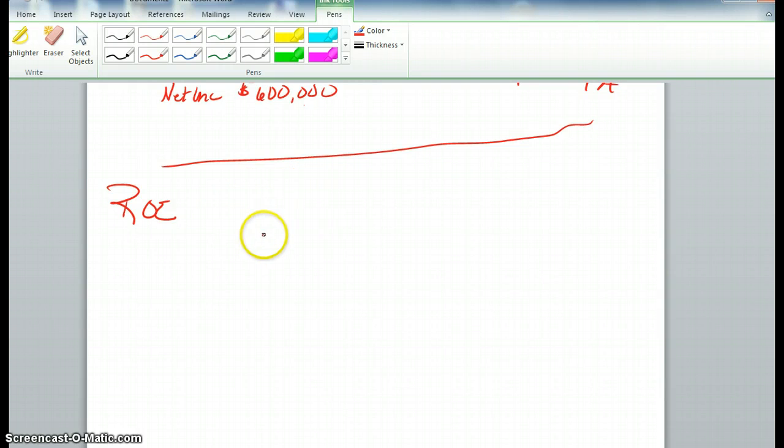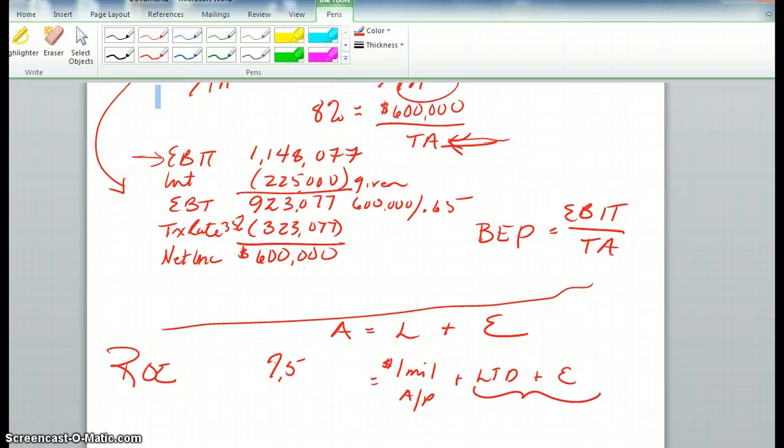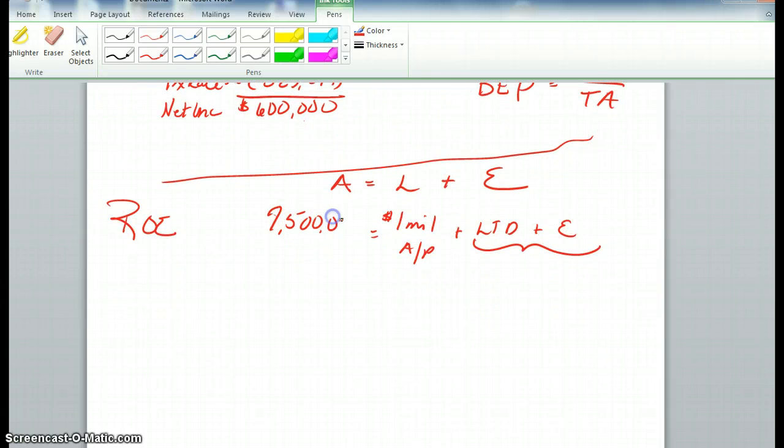So what I'd like to do first is I want you to remember that good old accounting formula, assets equals liabilities plus equity. Well, we know that we've got $1 million in accounts payable, and then we have some long-term debt and equity that we don't know yet. Another thing that we do know is that our total assets, we solved for it back up here, is 7.5 million.